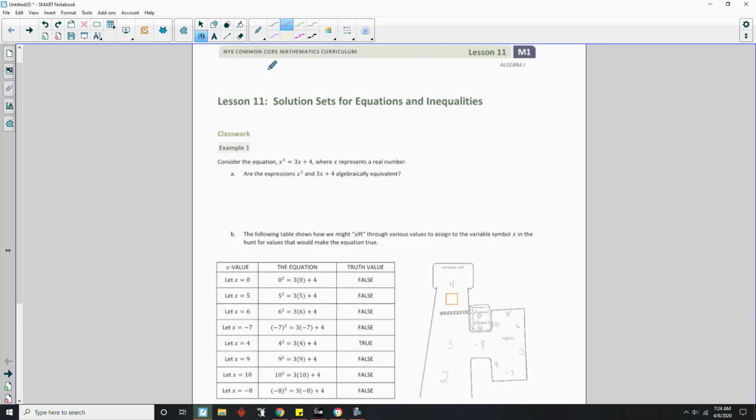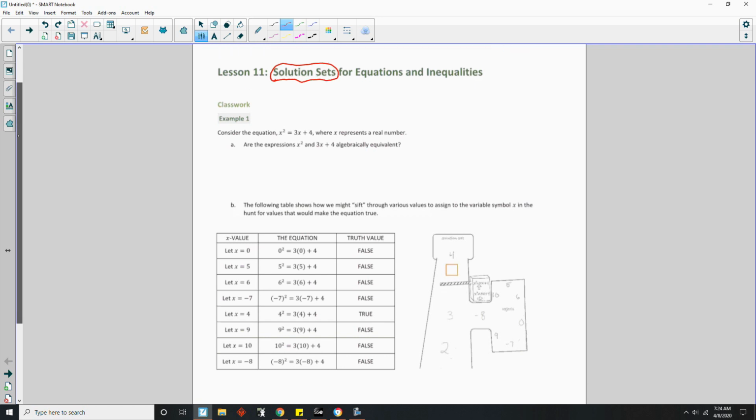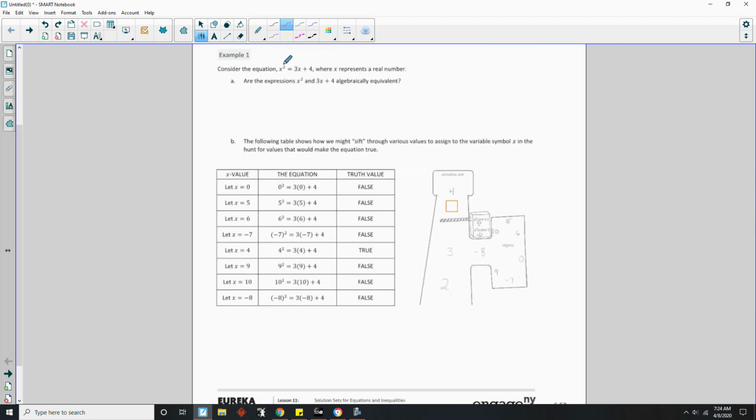Okay, welcome to Lesson 11, Solution Sets for Equations and Inequalities. So we're talking about solution sets. Okay. Example 1 says to consider the equation x squared equals 3x plus 4, where x represents a real number.